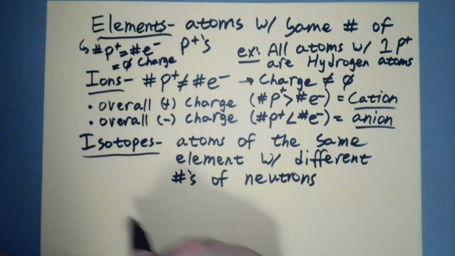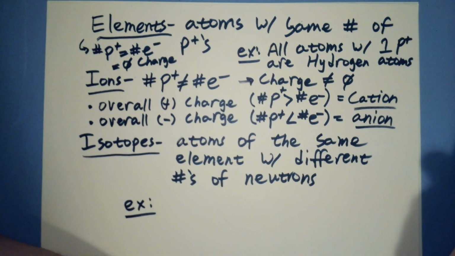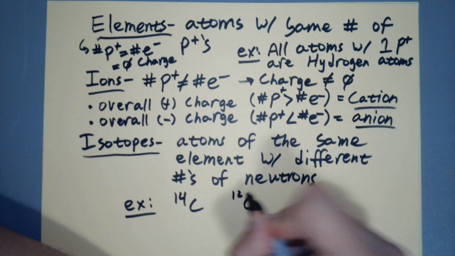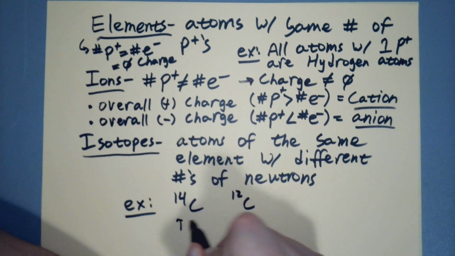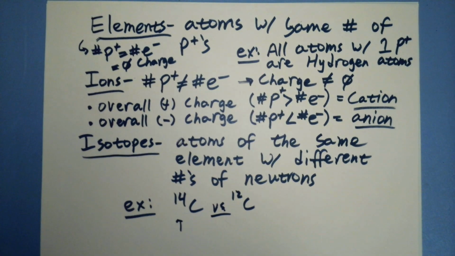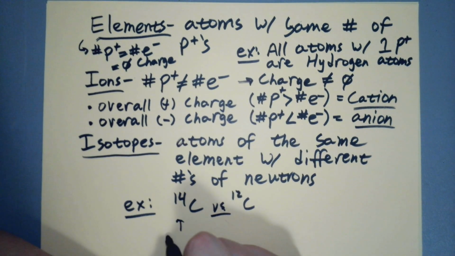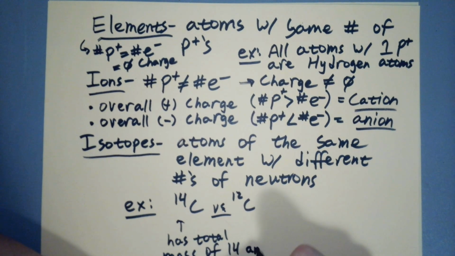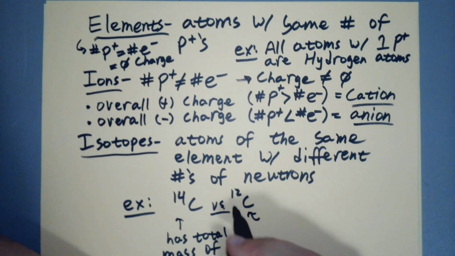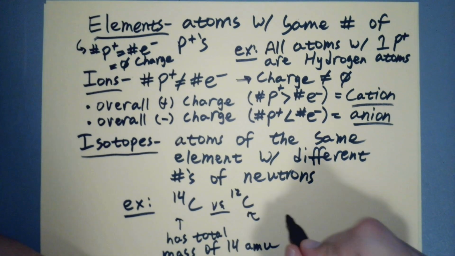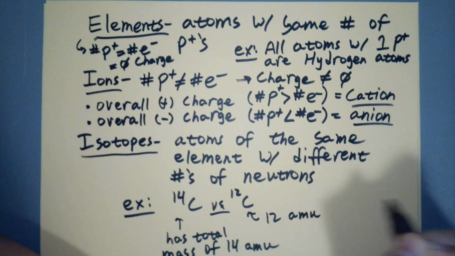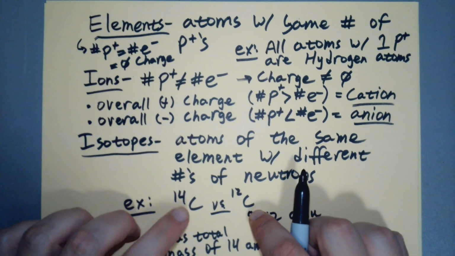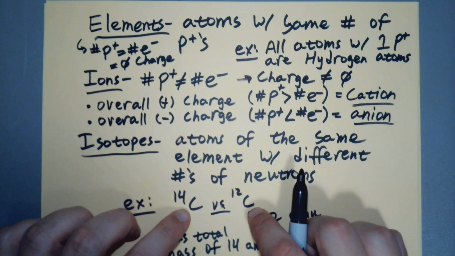So for example, we could have carbon 14 and carbon 12. We'll pit them against each other. Carbon 14 has a total mass of 14 AMU, whereas carbon 12, which is actually the most common isotope, almost all carbon is carbon 12, is 12 AMU. And we'll talk about this later, but they both have 6 protons. So this one has 6 neutrons, this one has 8 neutrons. That's the only difference. Chemically, they're going to behave the same.